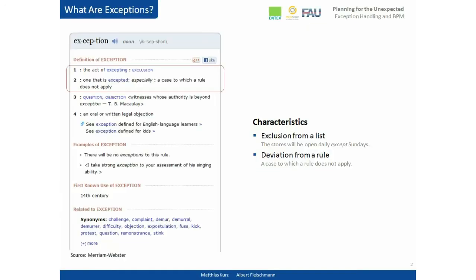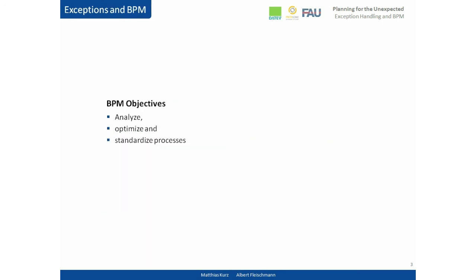First, when we are speaking about exceptions in business process management, maybe we could go one step back and consider what the characteristics of exceptions are. When we take a look at some well-known dictionaries, we will see that exceptions are something similar to an exclusion from a list of predefined options, or something which deviates from a rule. So let's keep that in mind when we consider the BPM objectives and the strengths of BPM.